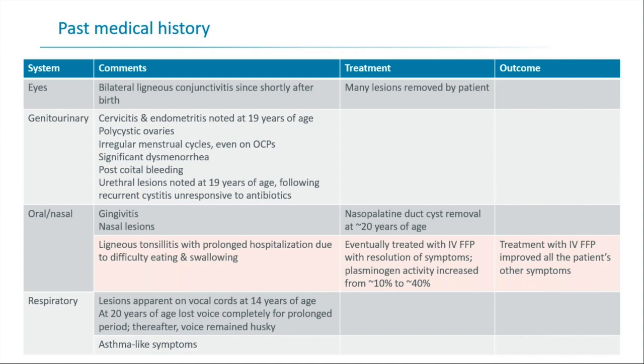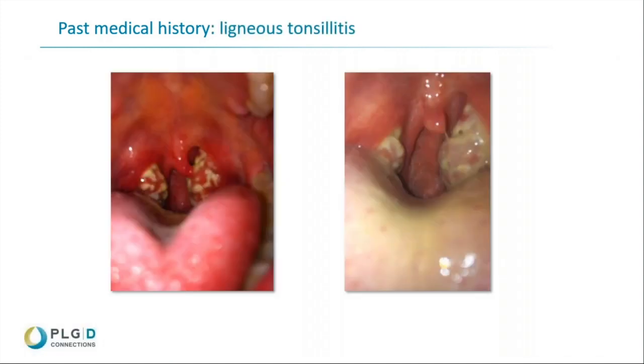This patient had recurrent ligneous tonsillitis with prolonged hospitalizations and IV FFP therapies due to difficulty eating and swallowing. In addition, she had involvement of the vocal cords with chronic hoarseness, to the degree of losing her voice temporarily around 20 years of age. In those slides, one can appreciate the ligneous tonsillitis, which may resemble infectious tonsillitis.